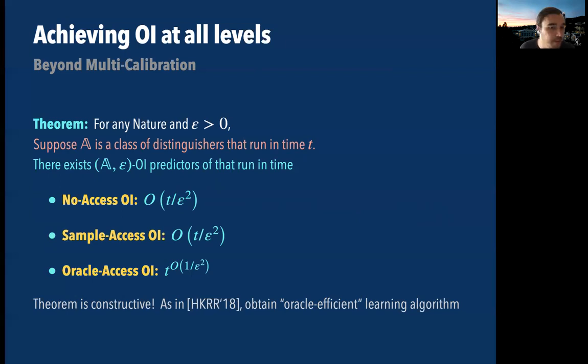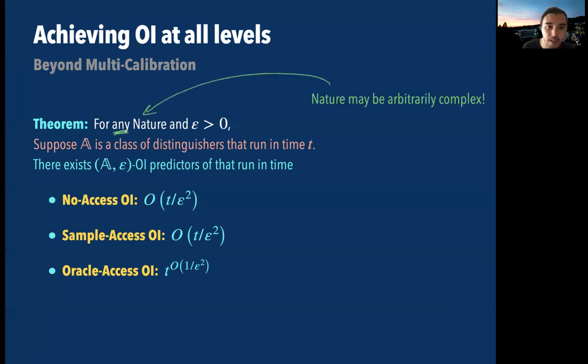And so, as I mentioned, the algorithm is statistically efficient, and it's oracle efficient in the sense that it can be implemented computationally efficiently if you can solve a certain agnostic learning problem. So I'll emphasize again that the construction holds for any choice of nature, even arbitrarily complex natures. And we still are able to upper bound the complexity necessary to generate these indistinguishable outcomes.